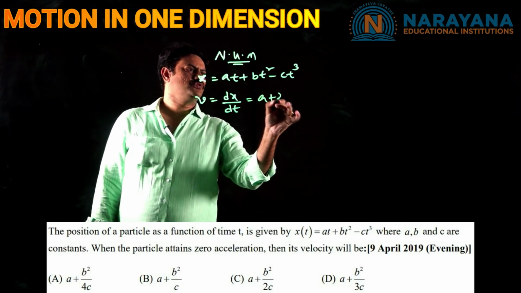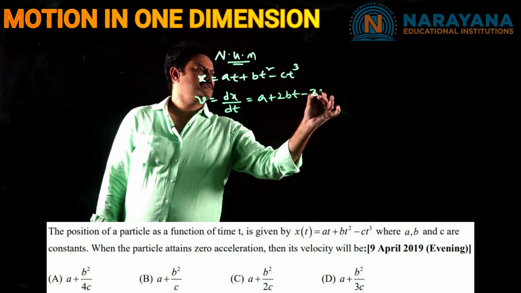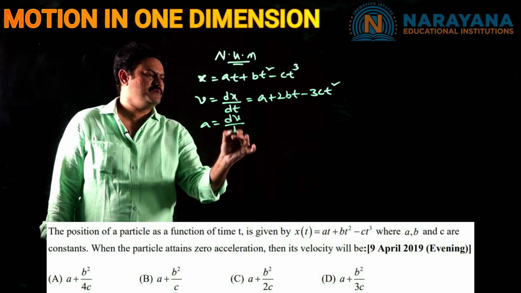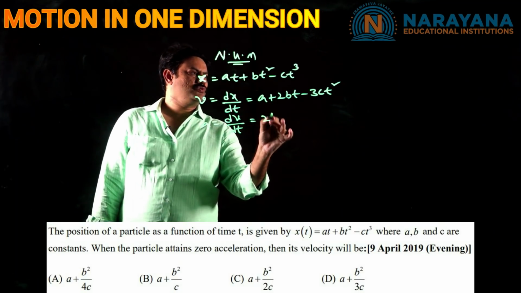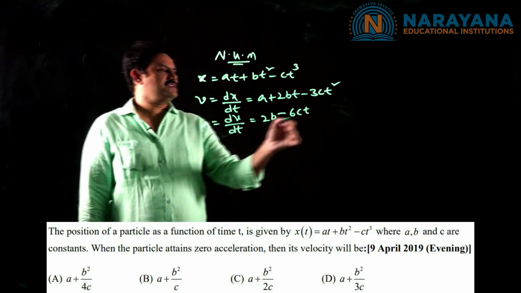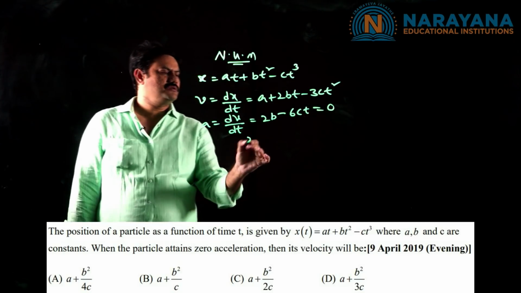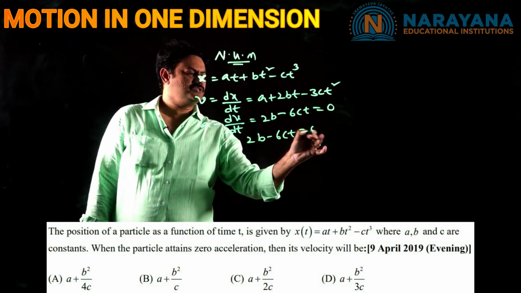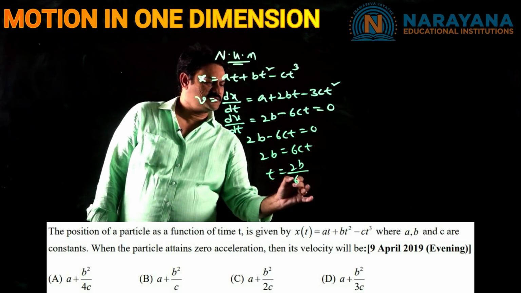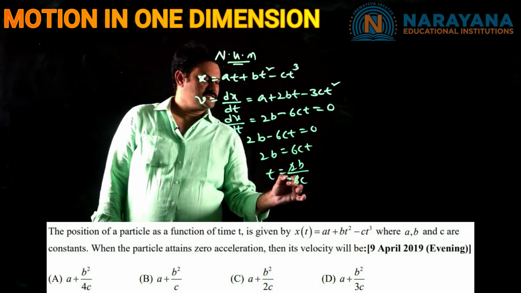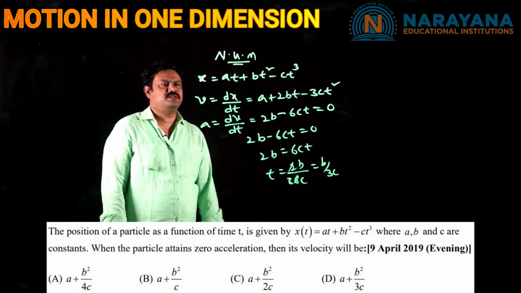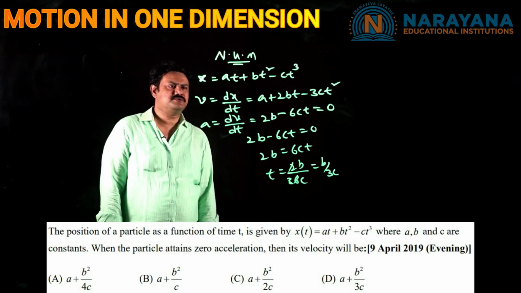So first you have to calculate the velocity: a plus 2bt minus 3ct square. And next, acceleration, that is equal to dv by dt, so that is equal to 2b minus 6ct. Given in the question, acceleration is 0. So 2b minus 6ct is equal to 0, so 2b is equal to 6ct, t is equal to 2b by 6c, that is equal to b by 3c. After a time t is equal to b by 3c, the acceleration becomes 0.